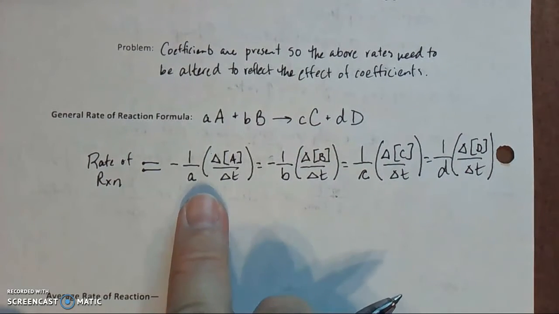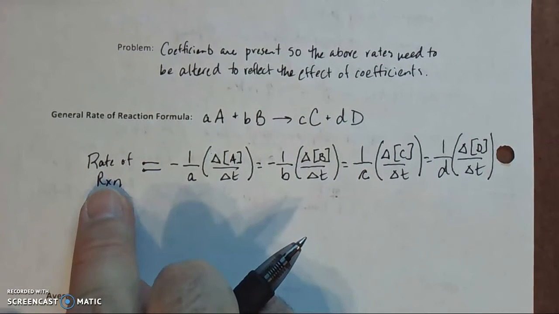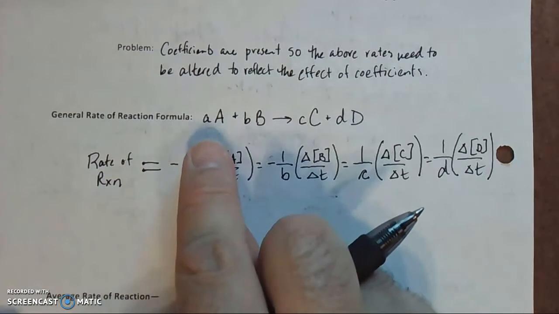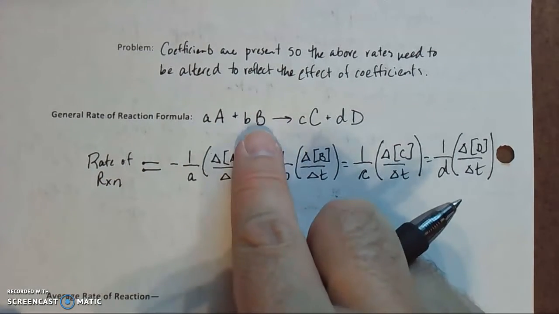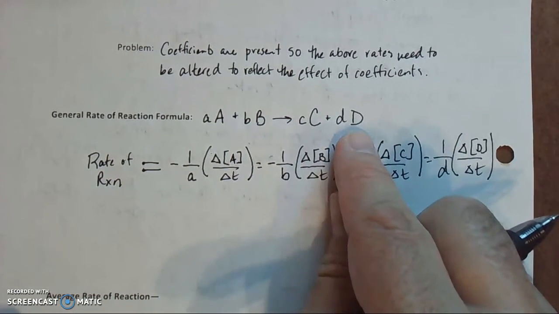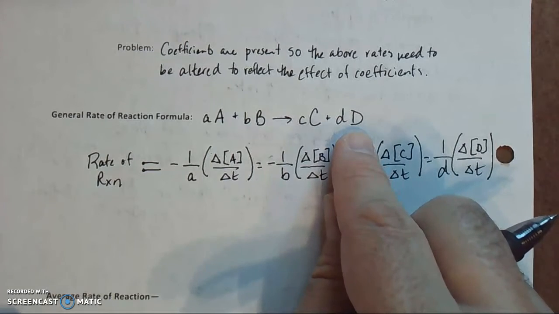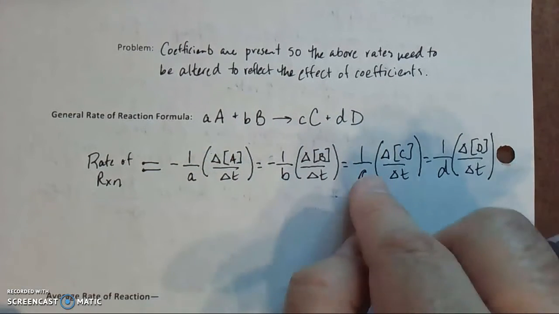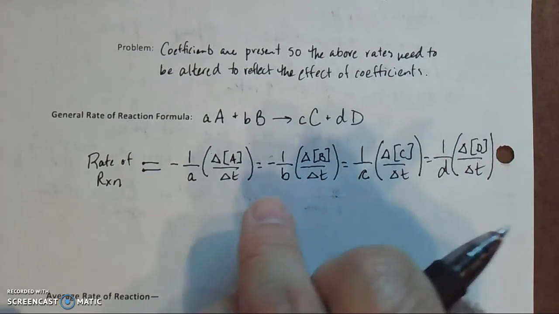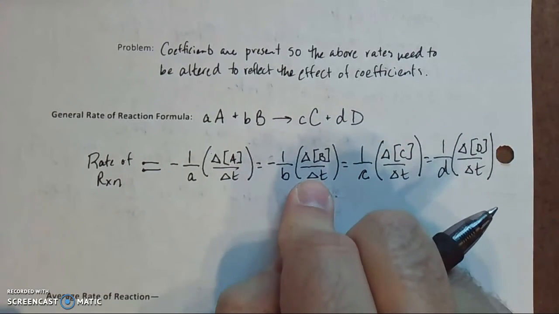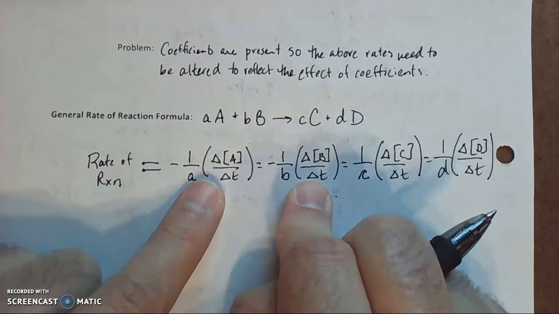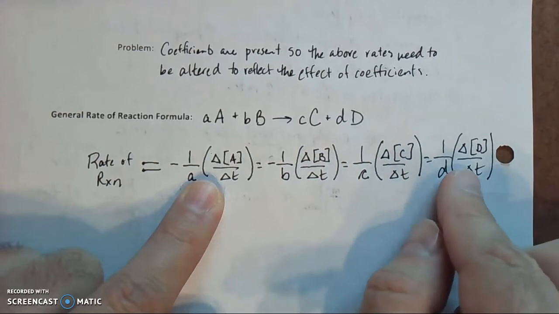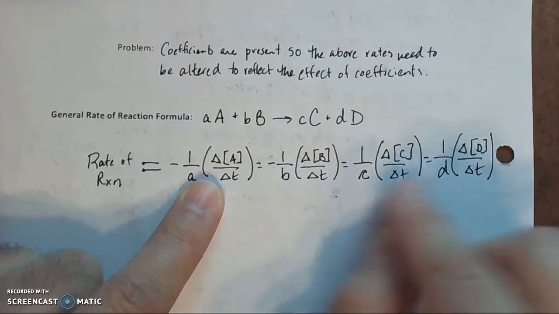So what this is telling us is we can determine the rate of reaction if we know data about just one of these substances. These are all equal to one another with this form. So if we know information about B, we can find out what A is doing, what C is doing, what D is doing, because they're all equal to one another.